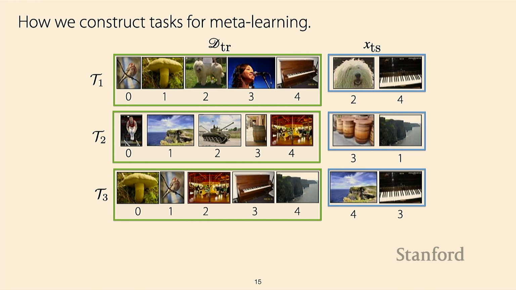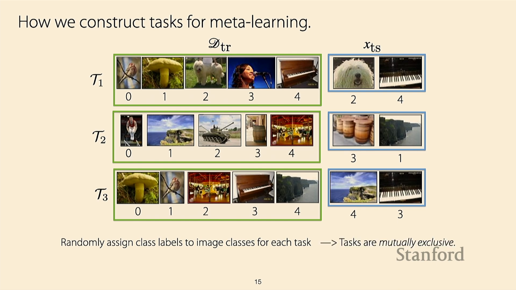And one thing that you can note here is when we do this, across different tasks, the piano class, for example, has a label of 4 for the first task, and it has a label of 3 for the third task. And so this means that when we randomly assign class labels to image classes for each task, the tasks are mutually exclusive. And what I mean by that is there doesn't exist a single neural network that can classify the images in task 1 and the images in task 3, because you have fundamentally a different label being assigned to the same image class.